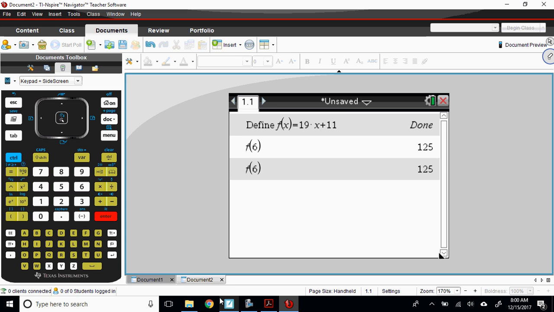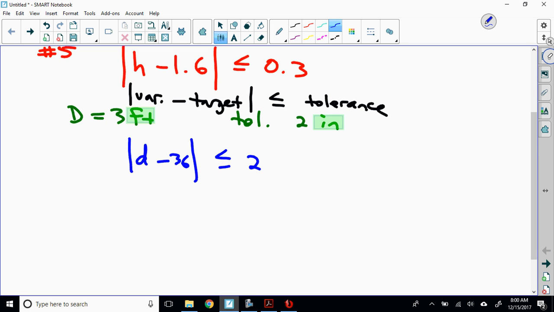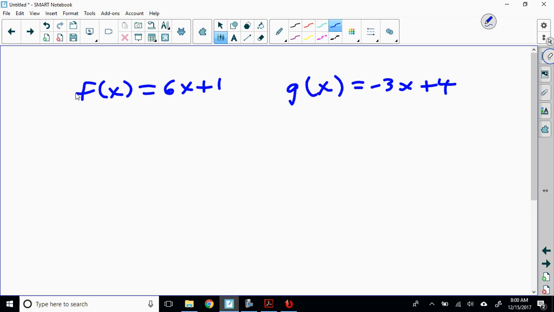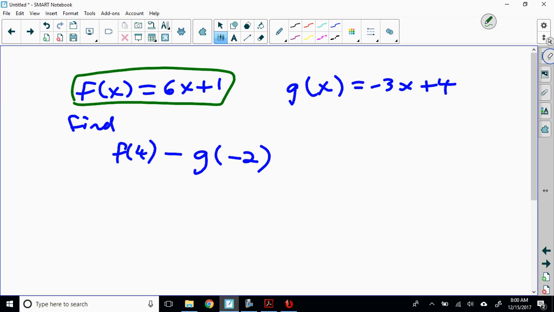Okay. On the test that you're going to be taking, it's going to be a little bit more challenging than that. You're going to have something like f of x is 6x plus 1, g of x is negative 3x plus 4, and they're going to say find f of 4 minus g of negative 2. You could punch all that into the calculator, or you could evaluate each part one by one. So f of 4, we're going to plug a 4 in. So that's 6 times 4 plus 1. That's 24 plus 1. That's 25.